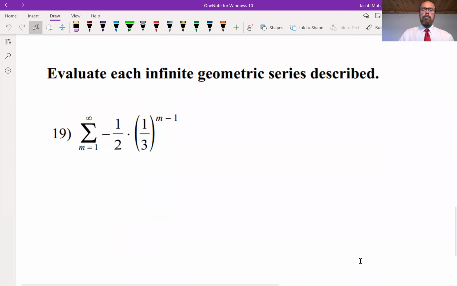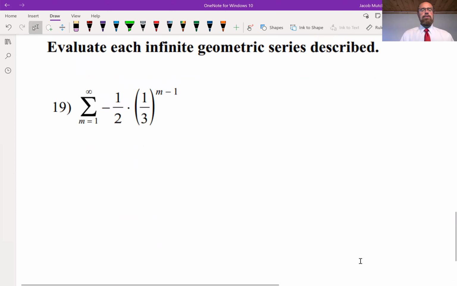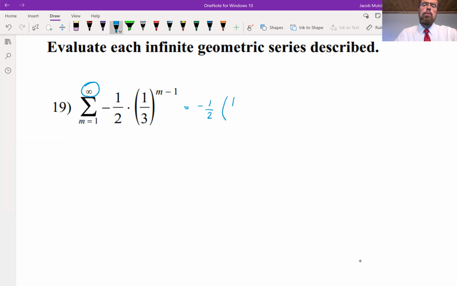Let's take a look at one final example here that involves a series represented in sigma notation. So again, I know it's infinite because of this upper infinity. It tells me that the series, whatever it is, is going to head all the way up to an infinite number of terms. So I do want to create the first few terms so I can see what it looks like. We'll take the first term: negative 1/2 times the base 1/3 to the power, my first m value in my index is 1, so 1 minus 1. So again, that's the power of 0. 1/3 to the power of 0 is 1. Negative half times 1 is negative 1/2.